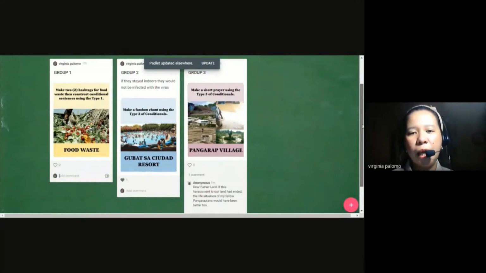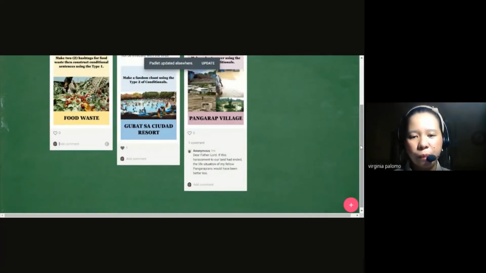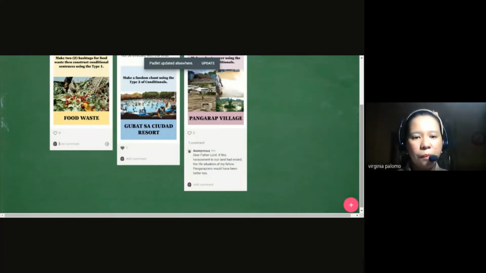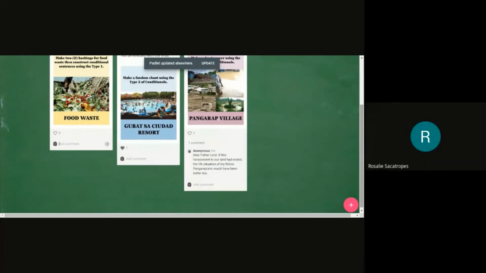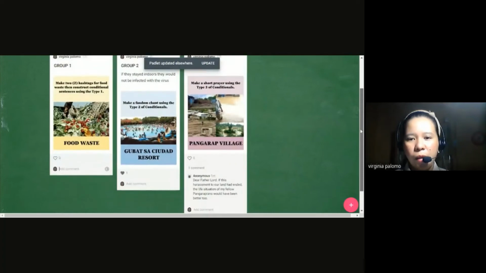All right. Very good. And then the last group we have, Prayer for Pangarap Village. Me, ma'am. Okay. Good afternoon, everyone. Our presentation is about a short prayer using the type 3 conditionals. Dear Father Lord, if this harassment to our land had ended, the life situation of my fellow Pangarapians would have been better too. Okay. So hearts for all your answers.